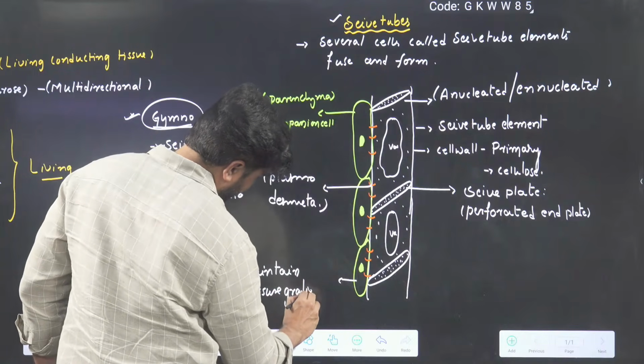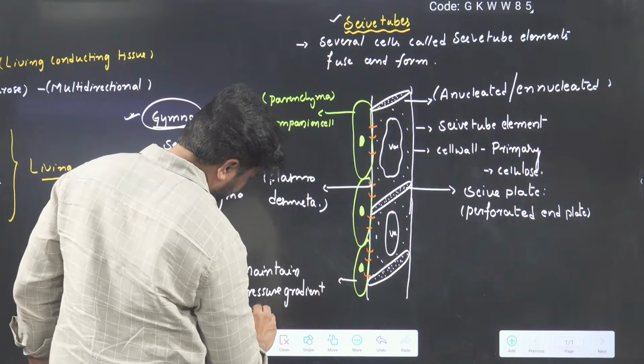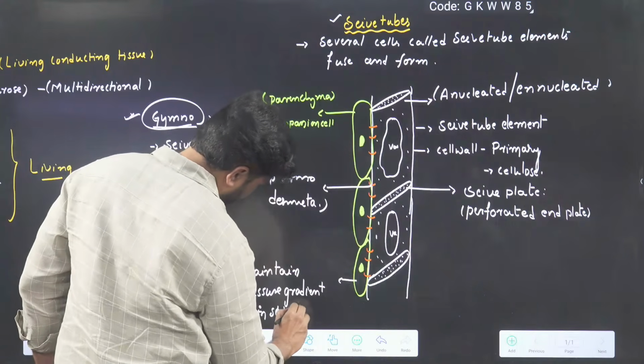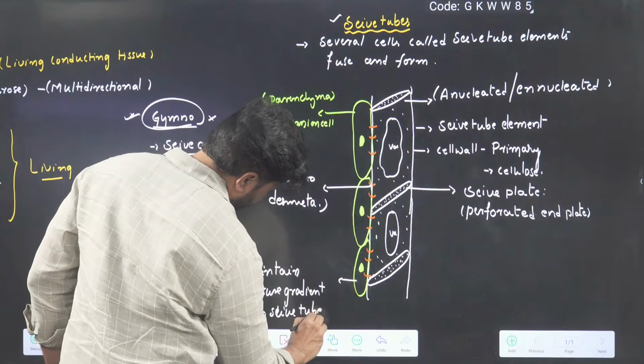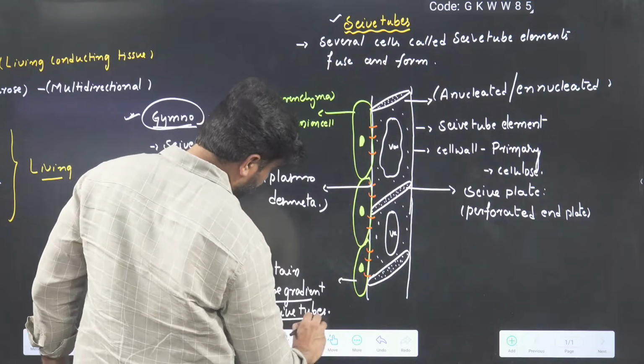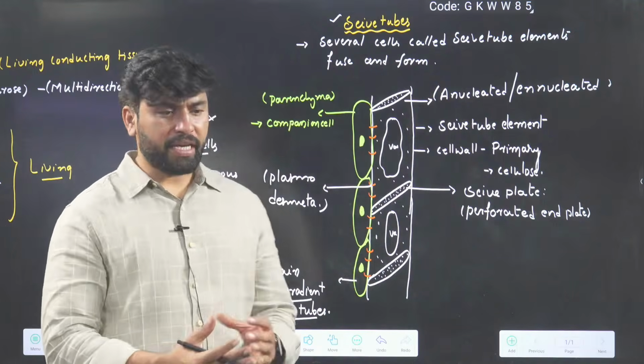Pressure gradient in sieve tubes. Companion cell is useful for maintaining the pressure gradient.